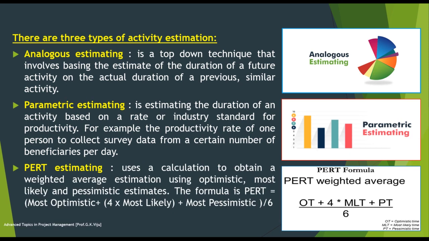So in order to estimate the activity, we use analog estimation. It's a top-down approach. Parametric estimation is estimating the duration of an activity based on a rate or industry standards for productivity. And third one is PERT estimation, that is program evaluation and review technique. It uses three estimates, that is optimistic, most likely, and pessimistic. And the formula is most optimistic plus 4 times most likely plus most pessimistic, divided by 6.